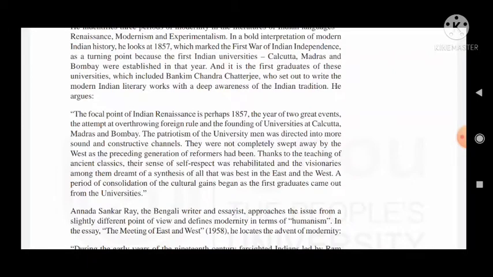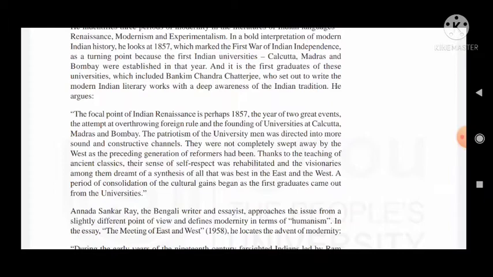Here Bankim Chandra Chatterjee was one of the first graduates of these universities, that is Calcutta, Madras and Bombay. He set out to write modern Indian literary works with a deep awareness of the Indian tradition. Indian tradition, values and ethos were clearly mentioned in his literary writings.